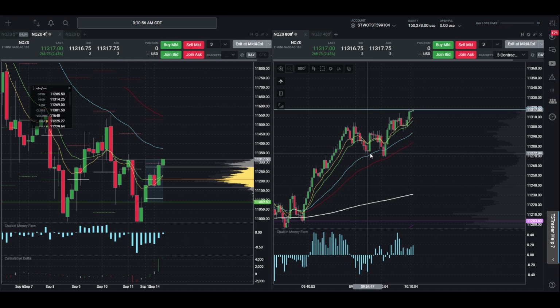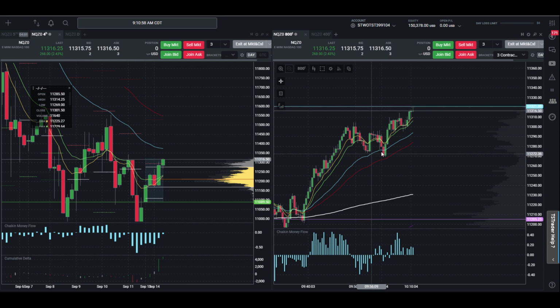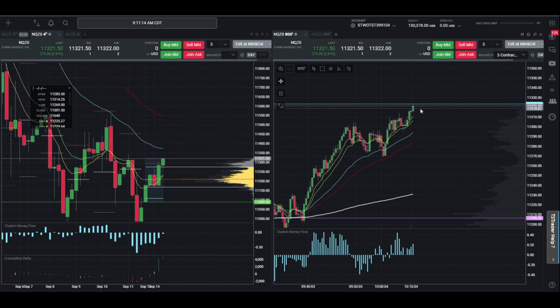So why is that? Not because I needed to touch the 33. That's not what I needed to do. I needed to retest this area, right? Because why? We broke out of here. We got to retest it before we continue higher. Now, we don't have to. None of this has to happen.